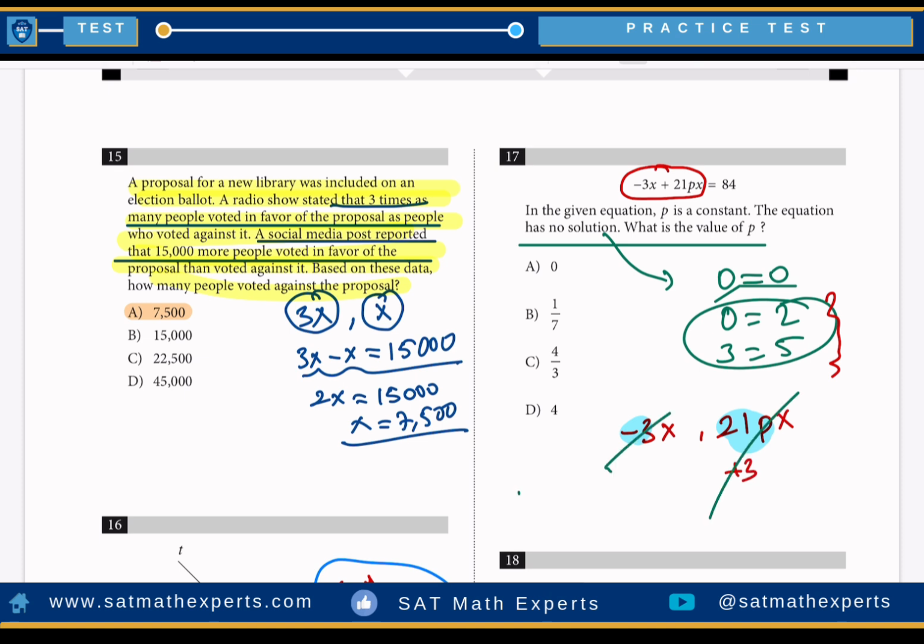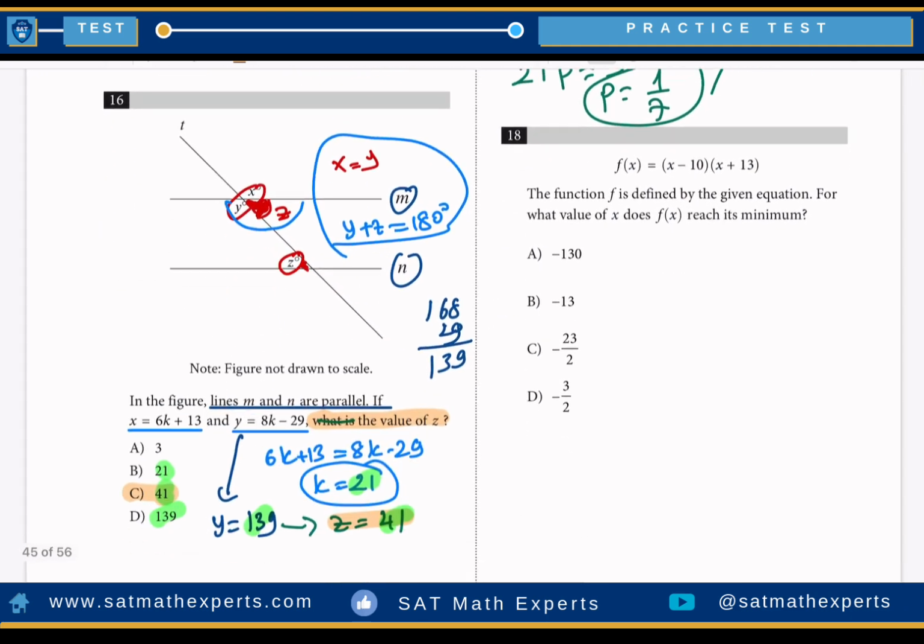Okay? So 21p equals 3. p equals 3 over 21, which is 1 over 7. If p is 1 over 7, you cannot solve this equation. No solutions. So these two values will be cancelled out. Don't forget: no solution and infinitely many solutions.